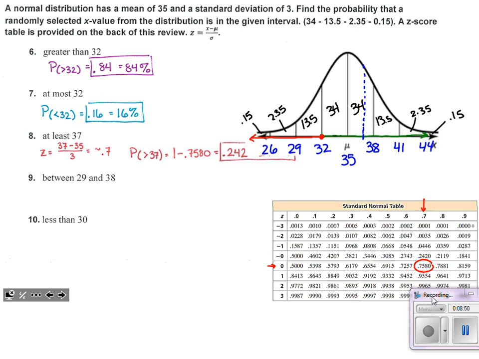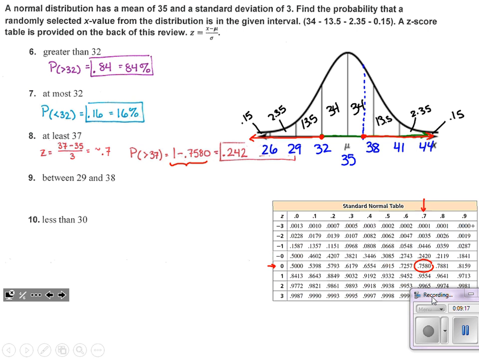And since I want at least 37, that's 37 onward. And this table is calculating everything to the left. So I have to do the complement, 1 minus what my z-score table is telling me, and I end up with 0.242, or 24.2%. And I'm sorry, that one box is kind of covering the rest of that answer. It just says or 24.2%.